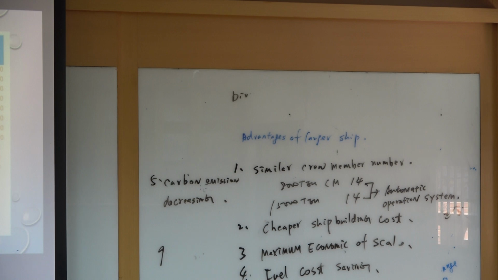Okay, so it also creates some problems, because the number of crew members will decrease. Because you can see, for example, before, one feeder had 14 people, right? Ten feeders can hire about 140 crew members. How about this one? 14. So how many people lost jobs?